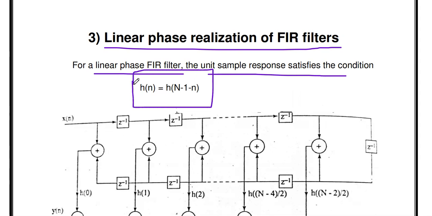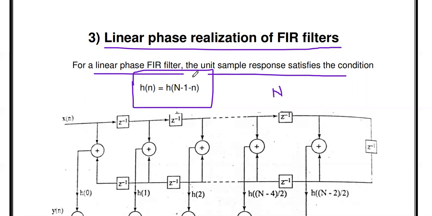This is said to be the linear phase property of the FIR filter, that is h of n equal to h of capital N minus 1 minus n, where h of n is the impulse response, unit sample response or unit impulse response. So the unit impulse response value h of n is always equal to h of N minus 1 minus n, where capital N is the order of the filter and small n is the discrete time.